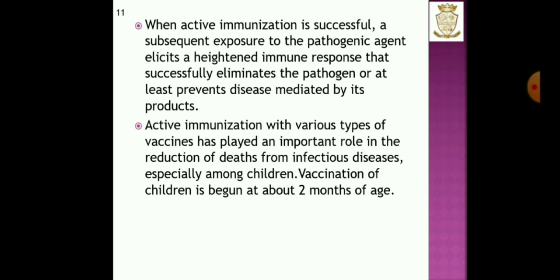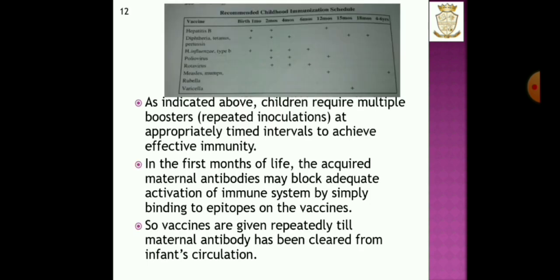Active immunization with various types of vaccines has played an important role in the reduction of death from infectious disease, especially among children. Vaccination of children is begun at 2 months of age. As indicated above, children require multiple boosters at appropriately timed intervals to achieve effective immunity.